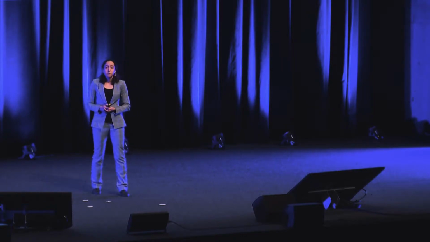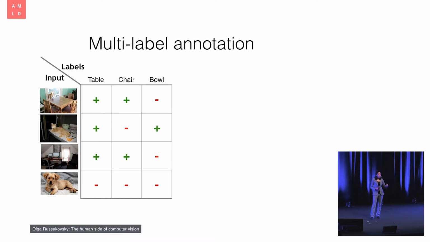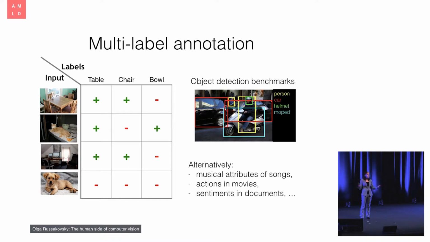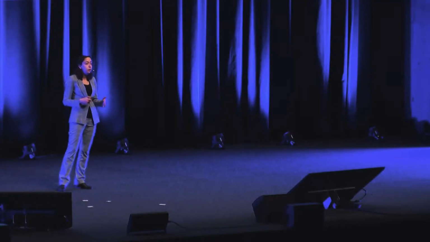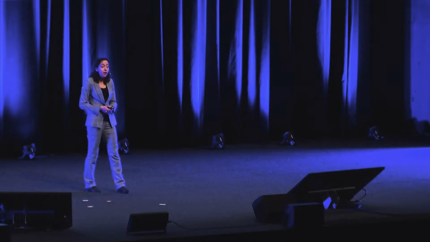Here's one example. Suppose you want to do the problem of multi-label annotation. You have a list of images. You want to label what objects are in there. And it's just a binary annotation question for every image: is this object in there or not? Why is this important? Well, this is important for building object detection benchmarks if you want images where all of the objects in there are annotated so you can build object detection systems. But this is actually a general problem. It applies to annotating musical attributes of songs or actions in movies or sentiments in documents and so forth.